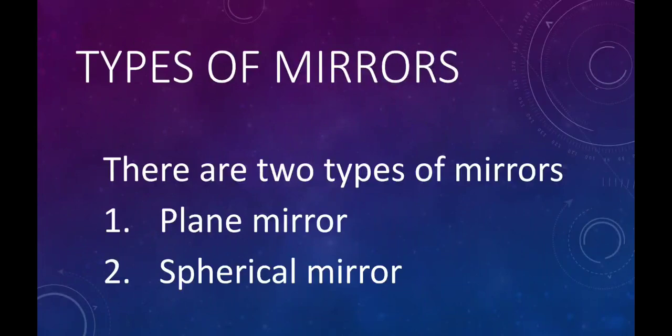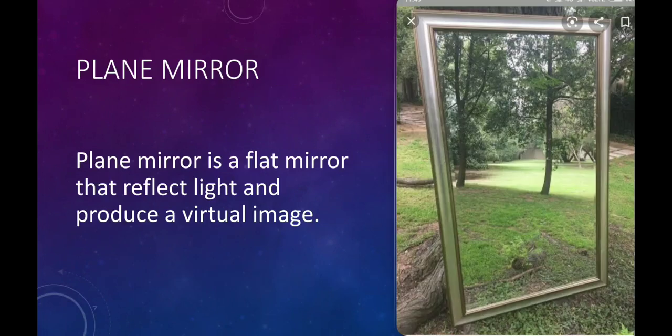So types of mirrors. There are two types of mirrors. One is plane mirror and another one is spherical mirror. So let us learn about these two types of mirrors. Plane mirror. A plane mirror is a flat mirror that reflects light and produces a virtual image. You can observe in the picture it is a plane mirror. It is flat and the light falls on this mirror, reflects and produces a virtual image here.